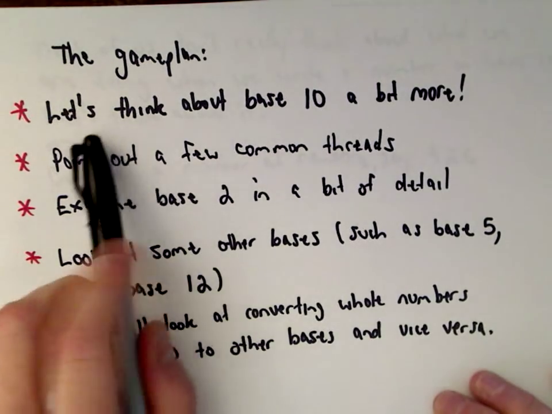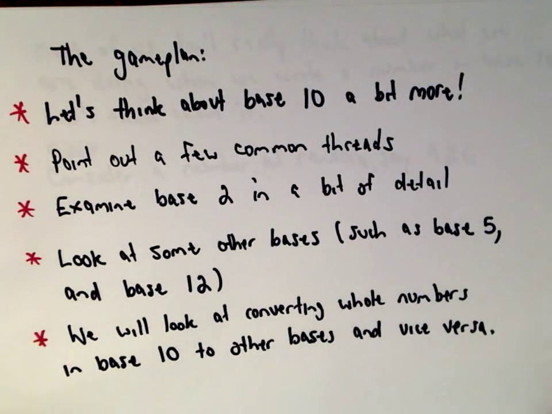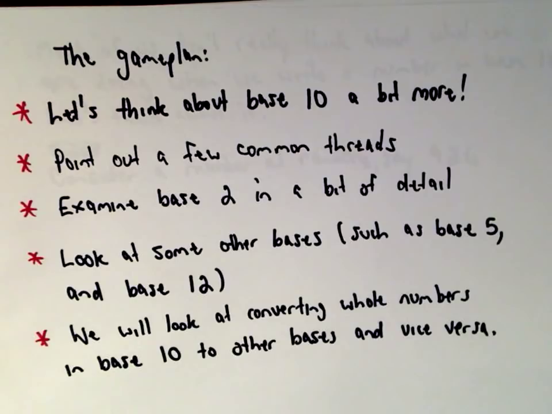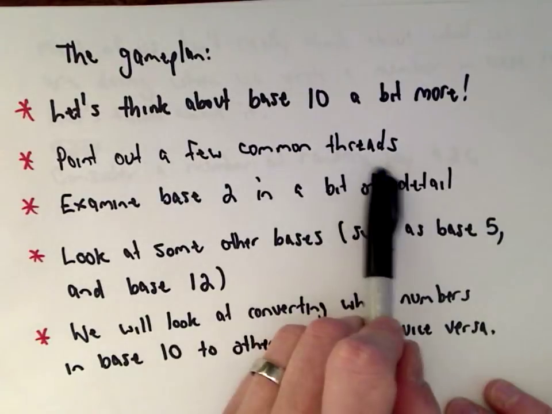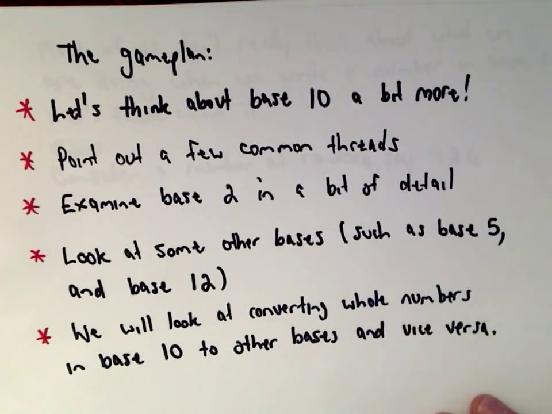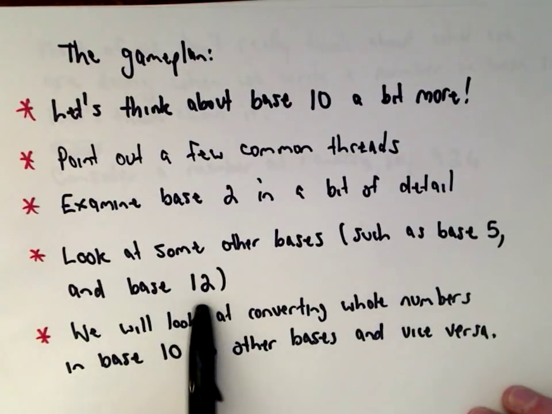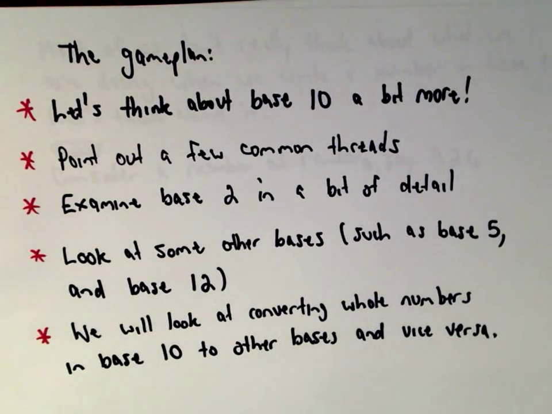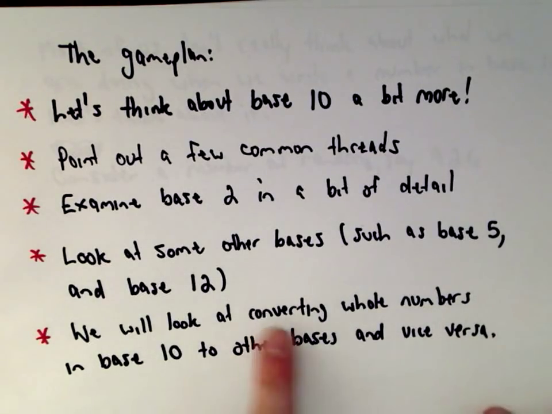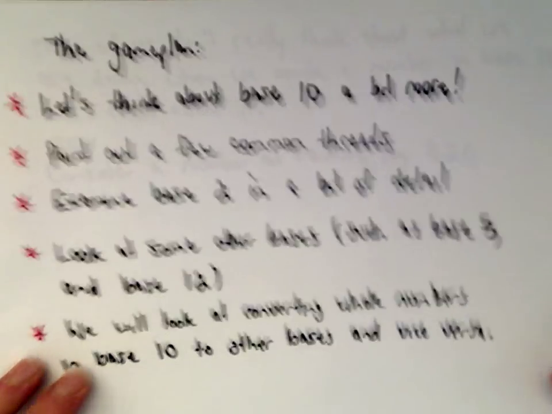The first thing is we're going to talk about base 10 a bit more. Base 10 is what I think all of us have always used, and it's kind of interesting to wrap your head around some of these other bases. So I'm going to point out a few common threads that relate things together to make it a little more systematic. We'll look at base 2 in a bit more detail and do a couple examples. We'll do some other things. I think I picked base 5 at random. We're going to look at base 12 as well because that is, I think, a more interesting base. And then in some of the examples, we'll look at converting whole numbers in base 10 to other bases and vice versa. So we'll just do some basic examples.